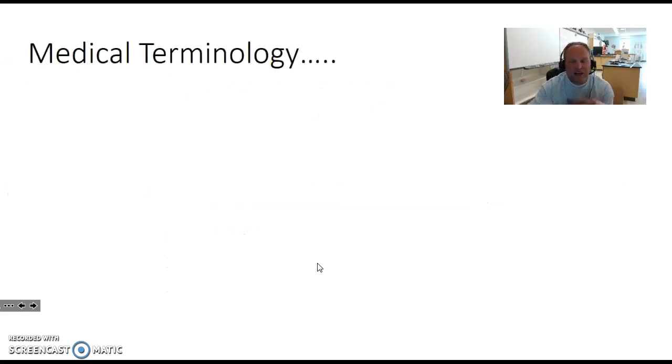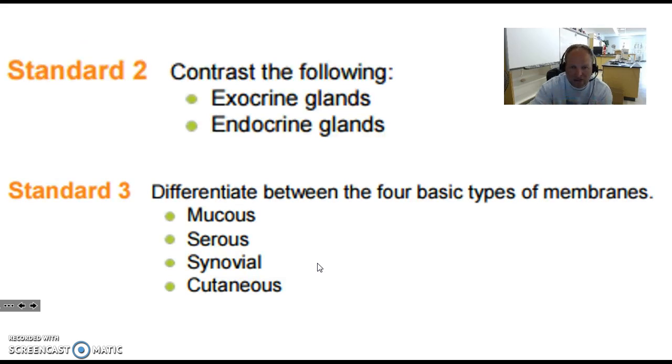I'll preach it again and again. If you can take medical term, your life will be 1,000 times easier for you, because then when I throw out words like exo, endo, and crine, they all come together in one big lump. Now we know a gland. Everyone knows a gland is something that makes something and pushes it out.